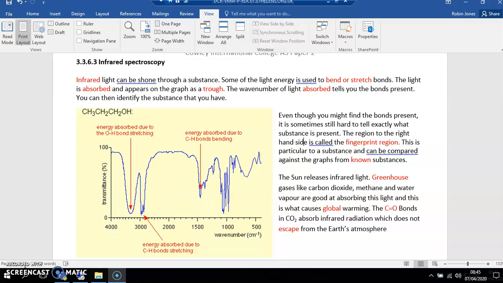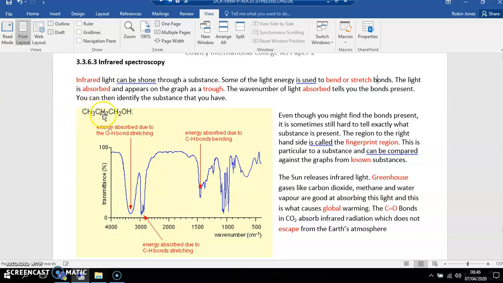Infrared spectroscopy goes a little bit further. Infrared spectroscopy uses infrared light, and what you do is you shine the infrared light through the substance. You don't know what the substance is; that's what you're trying to determine. Some of the light energy is absorbed by the substance. It's used to bend and stretch the bonds that are in that substance.